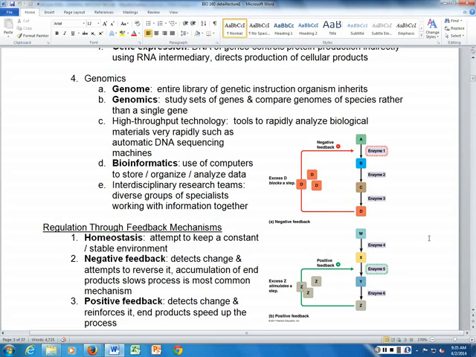But by sequencing so many genomes now, we have a lot of computer information of those. And so they've used computers to be able to analyze the information with comparisons of what we have. And that's a whole new field, bioinformatics. With high throughput technology, we're able to use computerized tools to analyze the biological materials really rapidly.